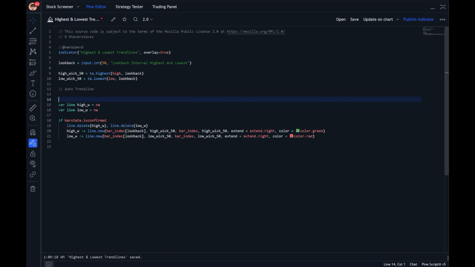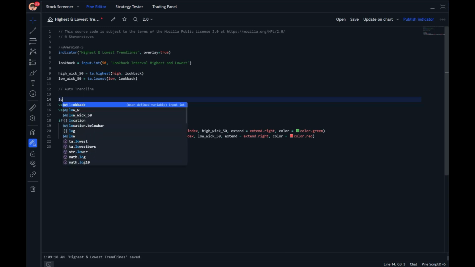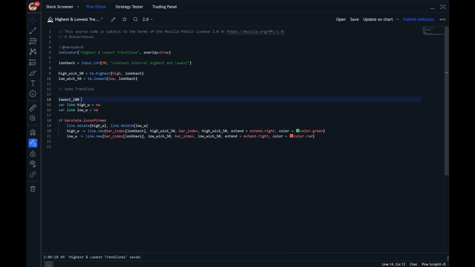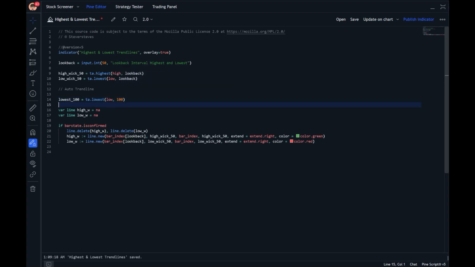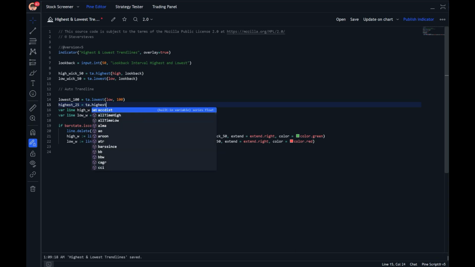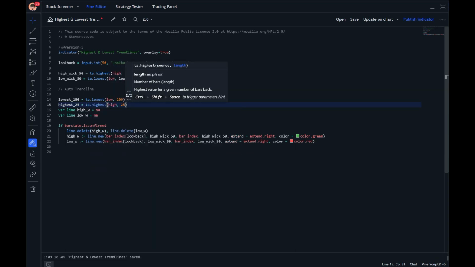So for our auto trend line, let's say we want to find the highest value or the lowest value in the previous 100 candles. So we'll make a variable called lowest 100, and that's going to equal the ta.lowest low 100, okay? And then we want to end it at the highest 25. So ta.highest high last 25 candles, okay?